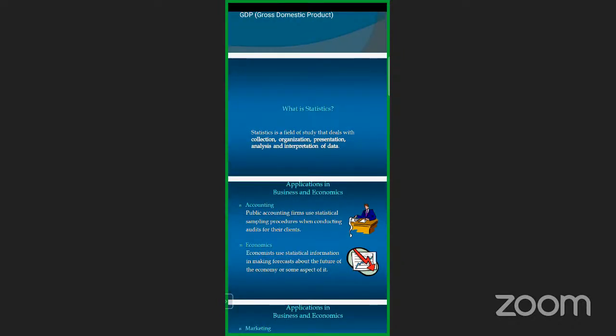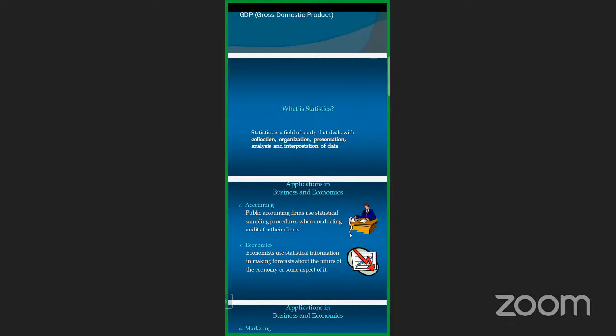So actually, our subject itself is quantitative techniques. In that, first I want to start with statistics itself. What is statistics? Because under statistics only, the quantitative techniques appear. So statistics is a field of study that deals with the collection, organization, presentation, analysis, and interpretation of data.